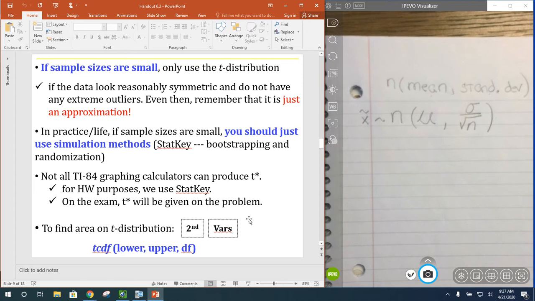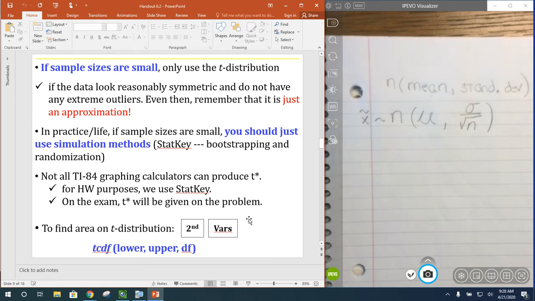Let's say the sample size is small and we're going to use the t-distribution. If the data looks reasonably symmetric, and you can't be real picky here, and does not have any extreme outliers, even then, remember, it's just an approximation. This is just an estimate. What we're calculating here is the distribution of t: how far will it go from the center outward? In practice, you should just run simulations like bootstrap or randomization.